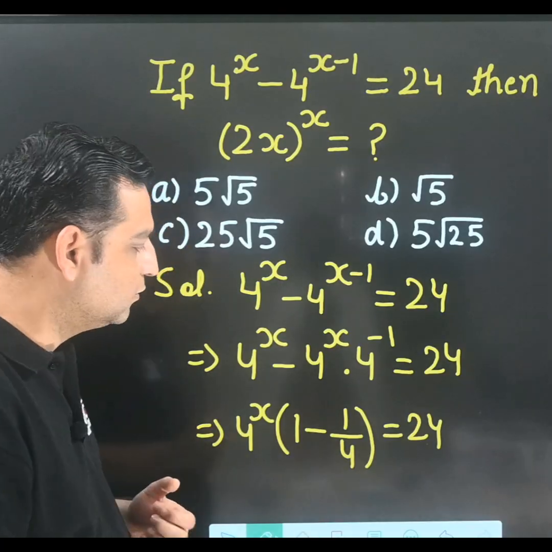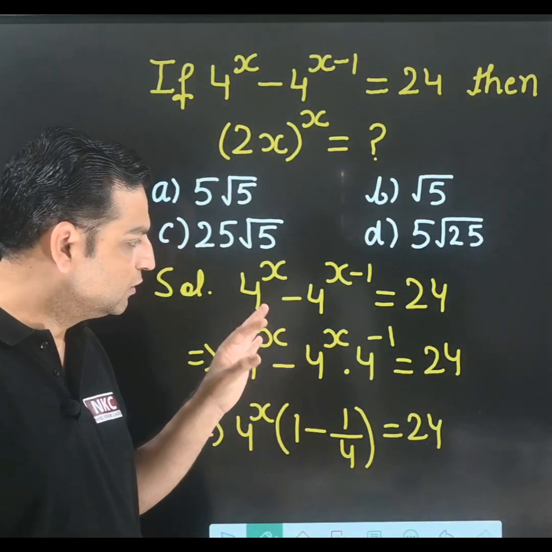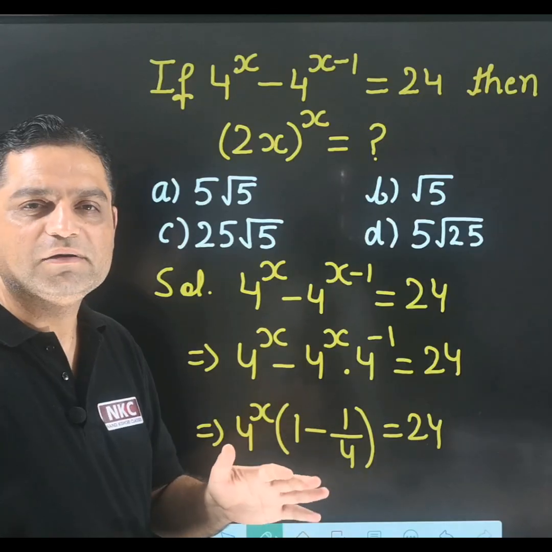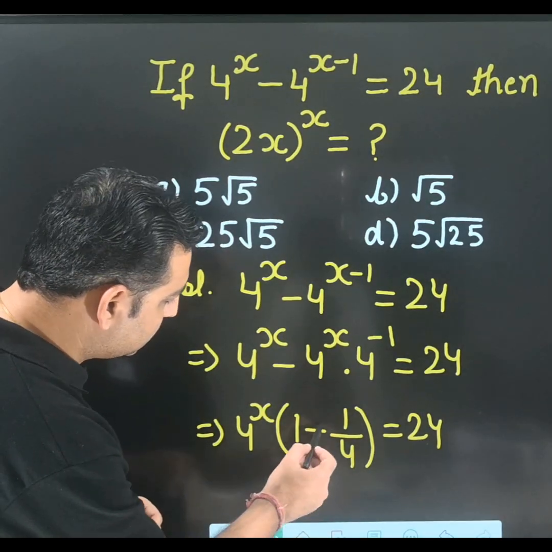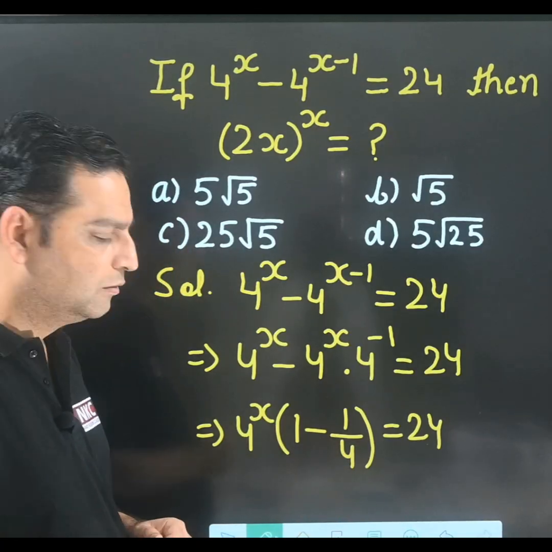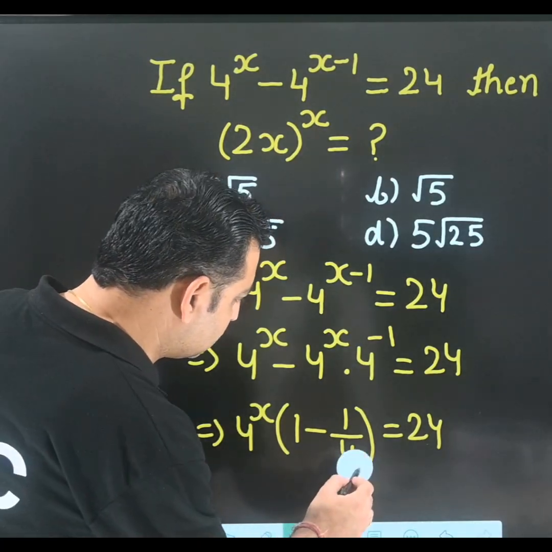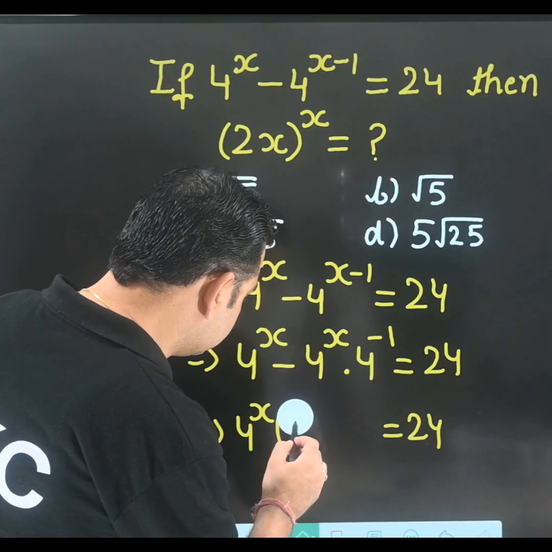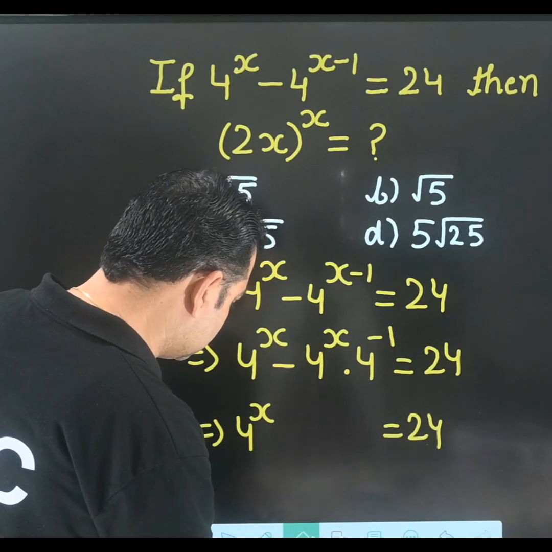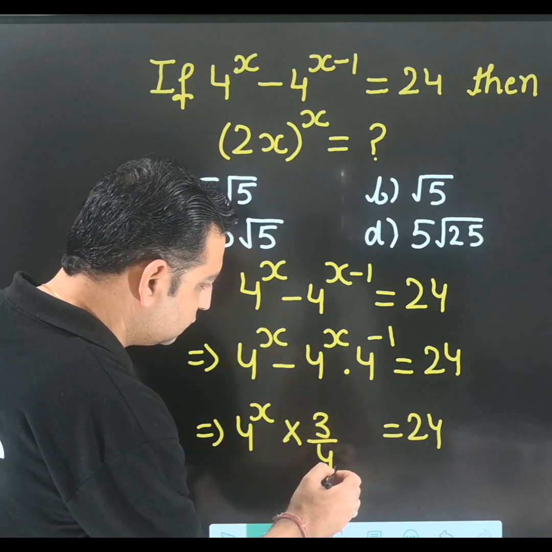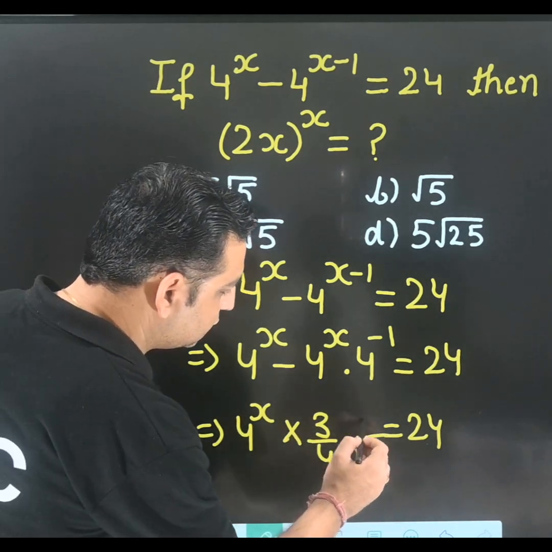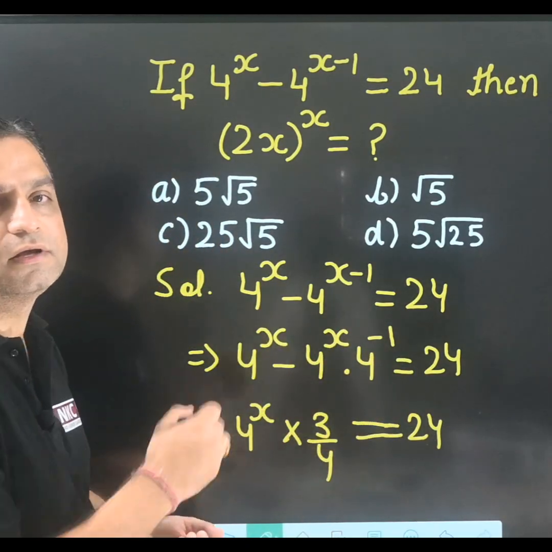Please check it carefully, and if you face any doubt in any step, you can write in the comment box. We'll definitely reply to you. Now 1 minus 1 over 4, if you calculate, you will get 3 upon 4. Right? And this is equal sign, and on the right side we are having 24.